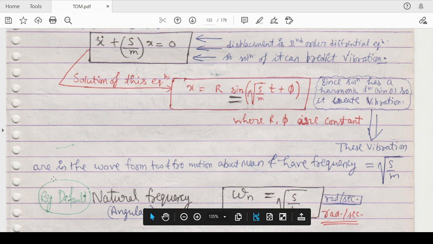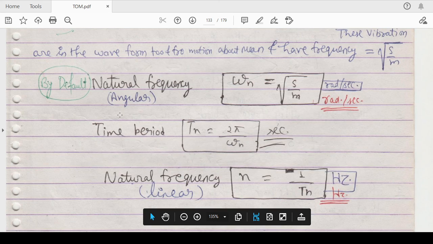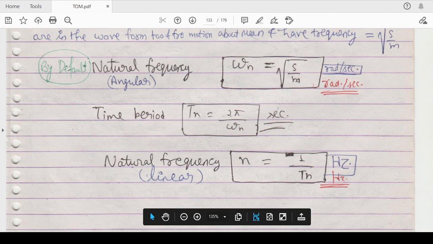These vibrations are in waveform, a to and fro motion about the mean, and have a frequency equal to under root s by m, which is your natural frequency by default. If you want to calculate the time period, it will be equal to 2 pi by omega n. Similarly, the linear natural frequency n is the inverse of the time period, and it is in the unit of hertz.